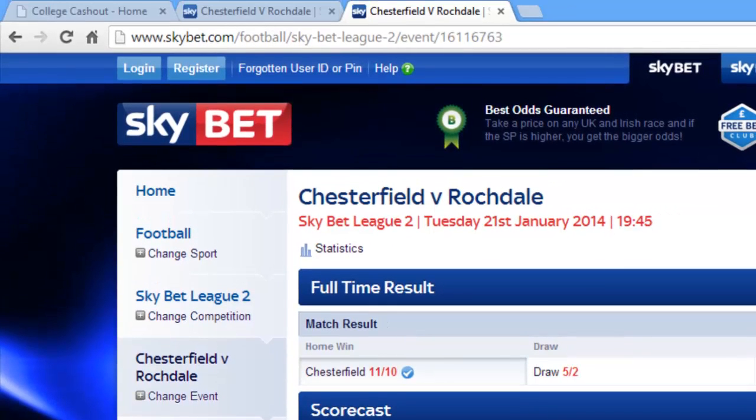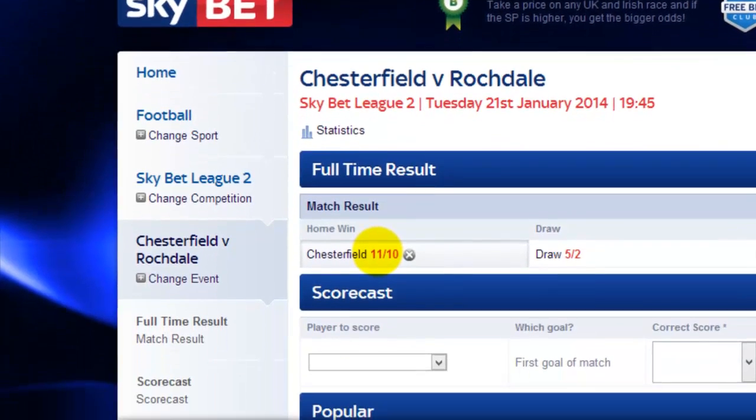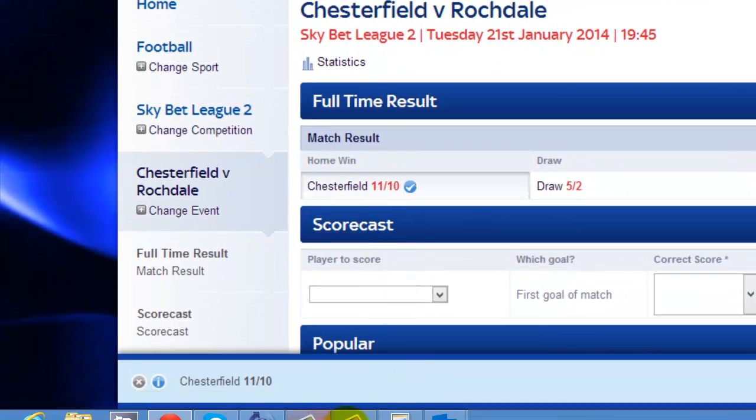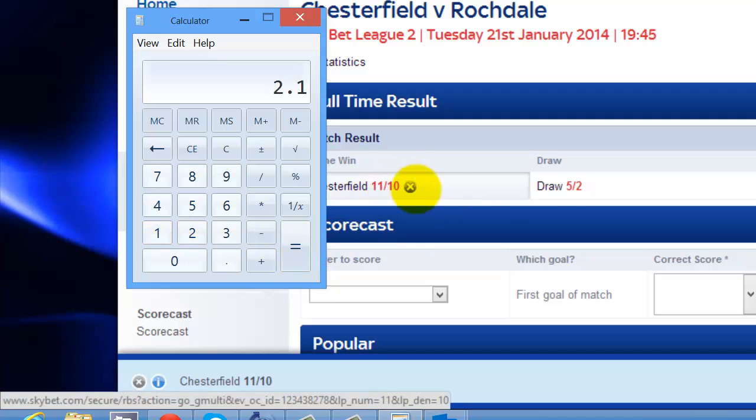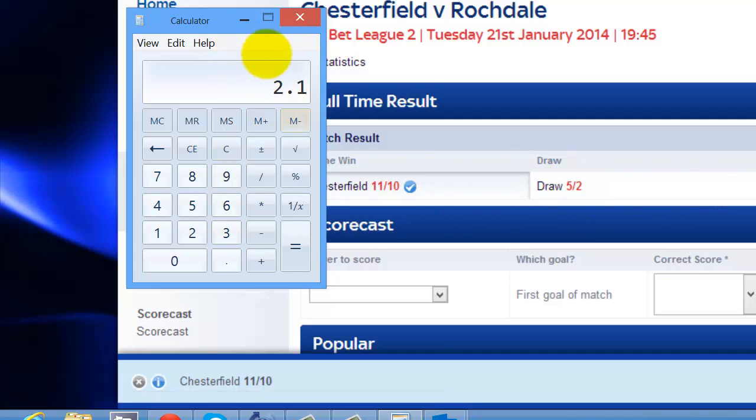So again, to reiterate, to convert fractions to decimals, we take the top figure, which is 5, divided by the bottom figure, 2, plus 1. If it was 11-10, we'd take 11 divided by 10, which is 1.1, plus 1. So the decimal of 11 to 10 would be 2.1. We're only really worried about the draw, so we know that 5 to 2 is the same as 3.5, so we can go ahead and place our bet at that level.